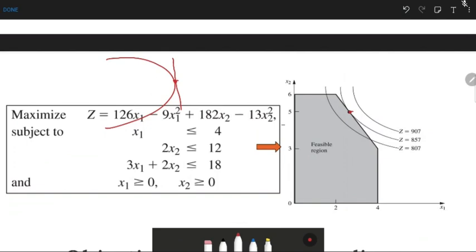Or else you can think of it this way: this line is tangential to this curve. The other way around. Tangential means it's only touching at this point. So that will give me my optimal solution. Maximization. So 857 is giving me a nice value. If I increase my 857, then I will get something like this. It will not touch the feasible solution.